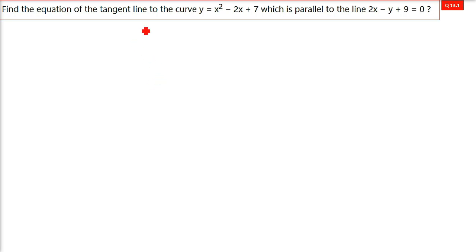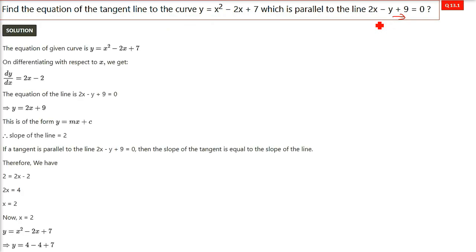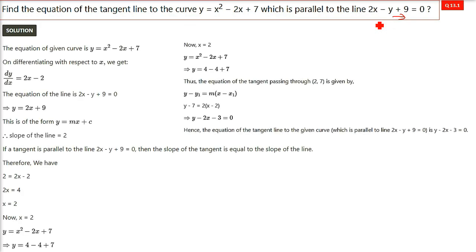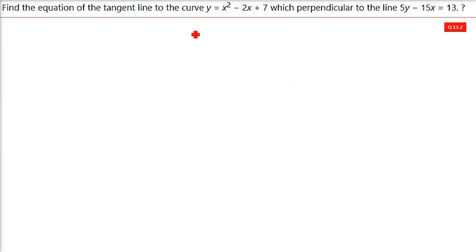Now this question: find the equation of the tangent line which is parallel to this line. We have done questions like this, so I'll just go past it. I'll show you the reference here. The next one also is almost similar to this, so again, I'm going to show you the reference here.